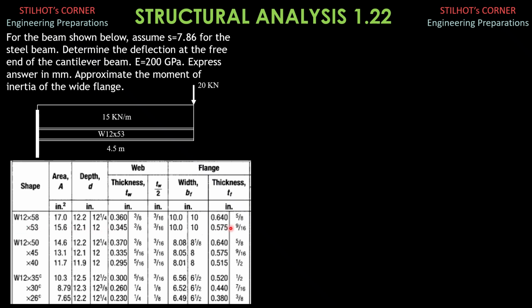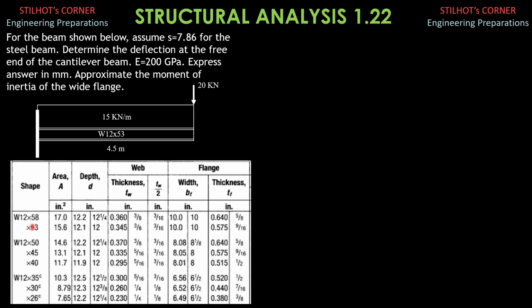These are the data of the W12 by 53. This is in English system because 12 is the nominal depth of the wide flange, 12 inches, but the actual depth is 12.1 inches. The cross-sectional area is 15.6 square inches. Although the meaning of 12 by 53 is 12 nominal depth, 12 inches by 53, this is the uniform weight of the beam, 53 pounds per foot. However, we will present two solutions in computing for WB.